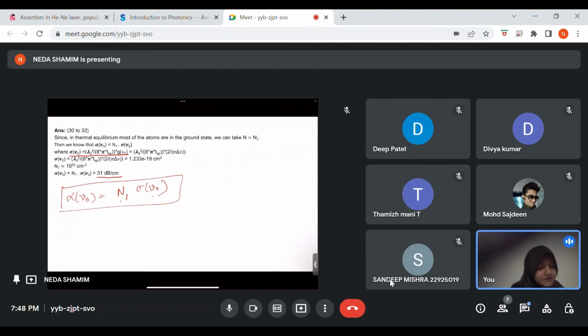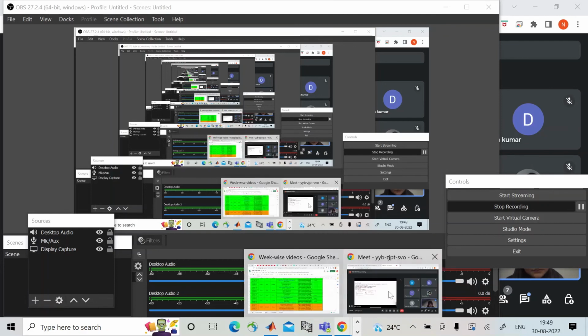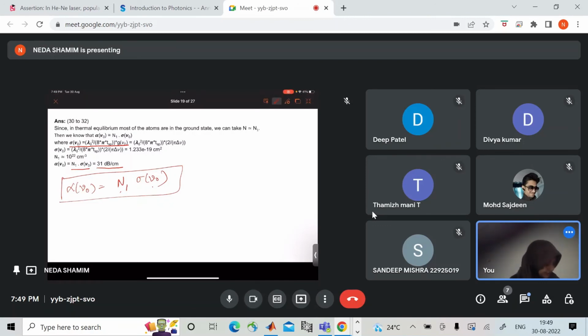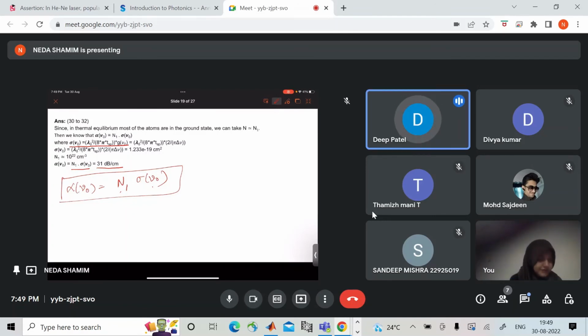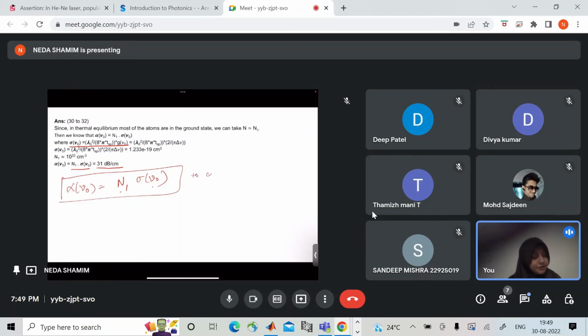will you get it in dBs by finding N1 times sigma of nu zero? You won't get the answer in dB. No, you won't get it in dBs. You'll have to convert that into dBs. Okay, how do you convert it into dBs? 10 log of the gain coefficient, right? To convert to dB, just take 10 log of whatever gain coefficient you get.